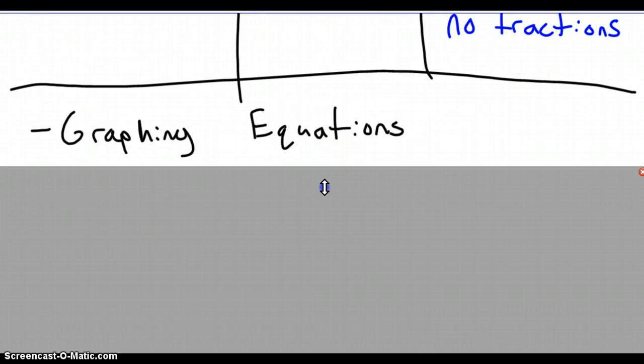We'll have to know how to graph equations, whether it be in slope-intercept form or maybe plotting our x and y intercept and graphing it from that.